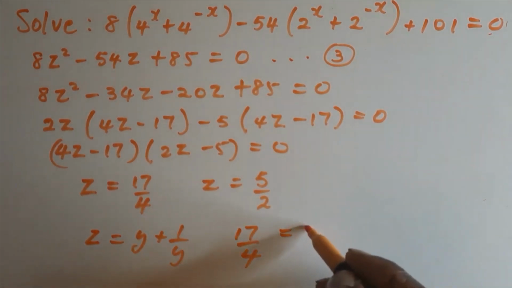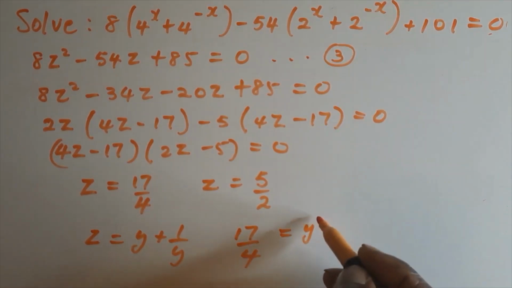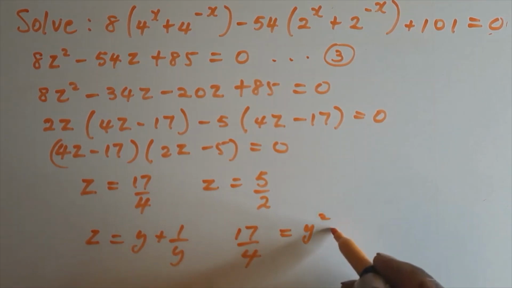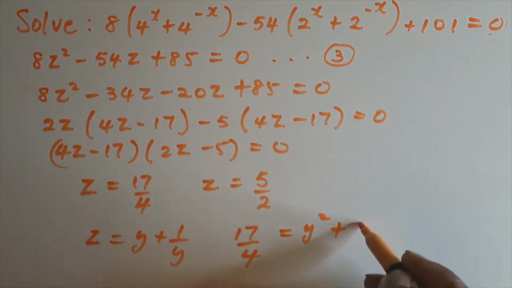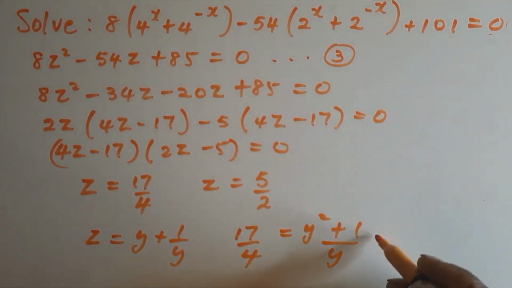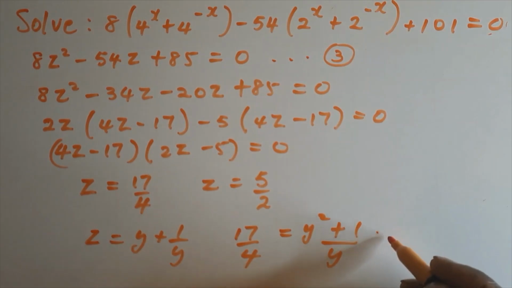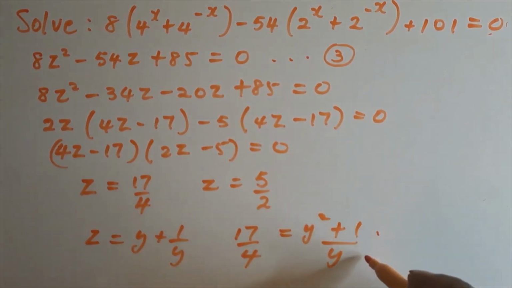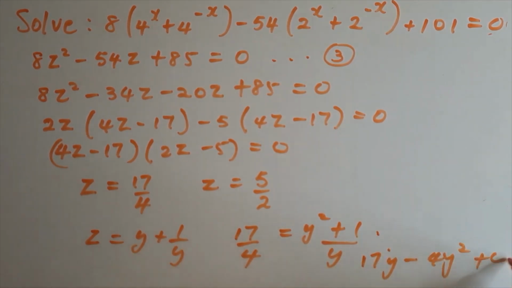So this is equal to Y squared add 1 over Y. So all I've done is turn this into a single fraction by multiplying across here to get Y squared. So it's Y squared 1 over Y. And this allows us to write this being equal to 17 Y minus 4 Y squared add 4.